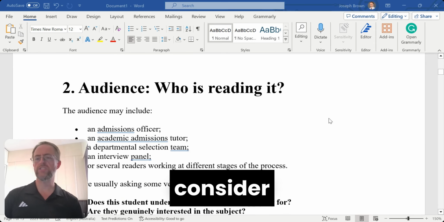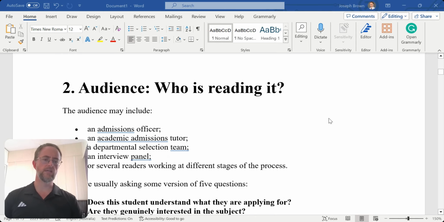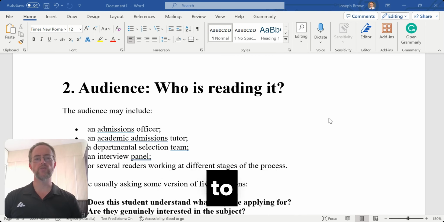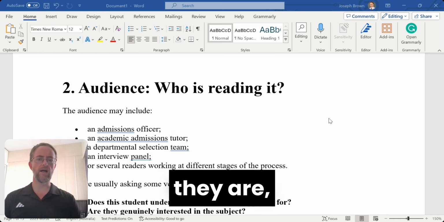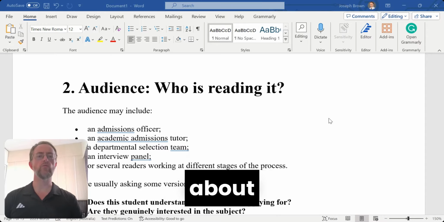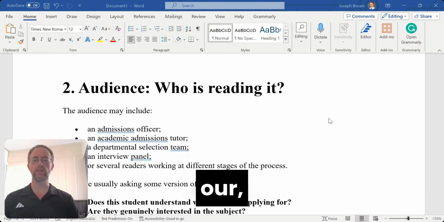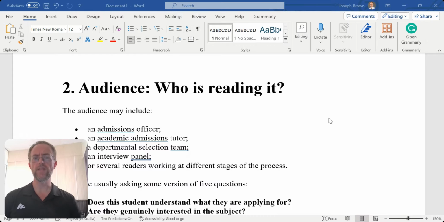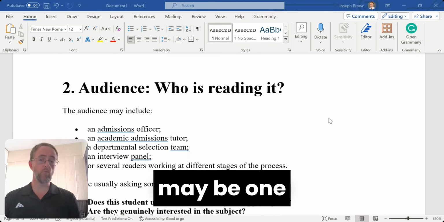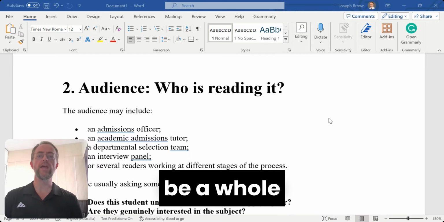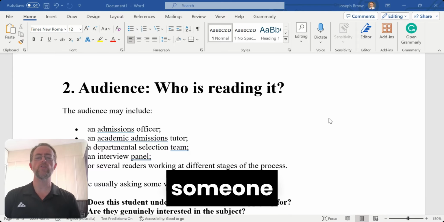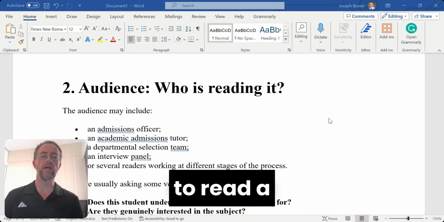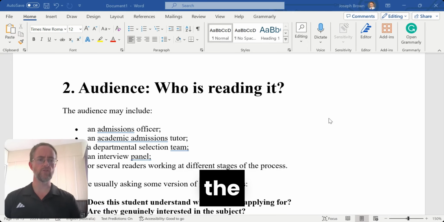Second, I would consider who our audience is. So who are we trying to impress? Who are we trying to persuade? If we really know who they are, then we can start to think about really shaping up our letter of introduction. Now, the audience, it may be one admissions officer. It could be a whole admissions team. It could be a tutor. It could be someone who's just supposed to read a particular stage of the process.